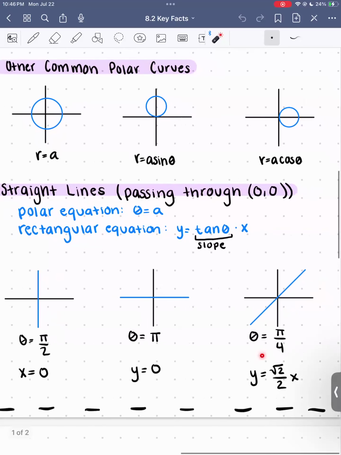And then theta is equal to pi over 4. The way you would graph this is that we know that pi over 4 is in our first quadrant. So this would be the angle pi over 4 here. And then if we just extended that line throughout, that's how we would get our line. Then to solve for the rectangular equation, we see y is equal to square root 2 over 2 x. Square root 2 over 2 is just solved by doing tangent of pi over 4.